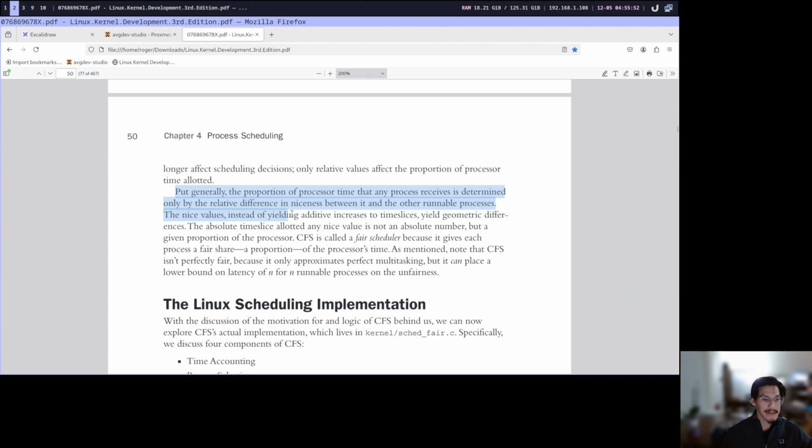The nice values, instead of yielding additive increases to time slices, yield geometric differences. The absolute time slice allotted to any nice value is not an absolute number, but a given proportion of the processor. So proportion, okay, proportion based off of the targeted latency, I'm assuming. So CFS is called a fair scheduler because it gives each process a fair share, or proportion, of the processor's time. As mentioned, note that CFS isn't perfectly fair because it only approximates perfect multitasking, but it can place a lower bound on latency of n for n runnable processes on the unfairness. So the lower bound is going to be that 1 millisecond.